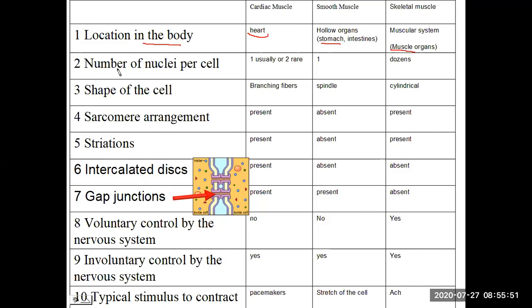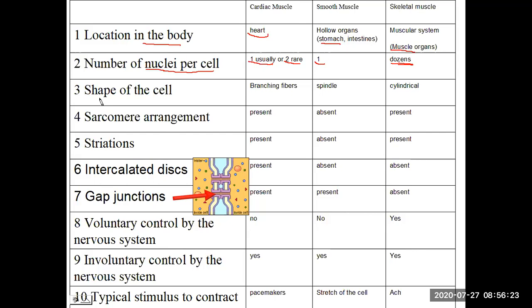Looking at a single cell, the number of nuclei per individual cell. The usual case for cardiac muscle is 1, and a rare case, some do develop 2 nuclei per cell. Smooth muscle are uninucleate, there's only 1 nucleus per cell. Skeletal muscle is multinucleated with dozens of nuclei per 1 skeletal muscle fiber.